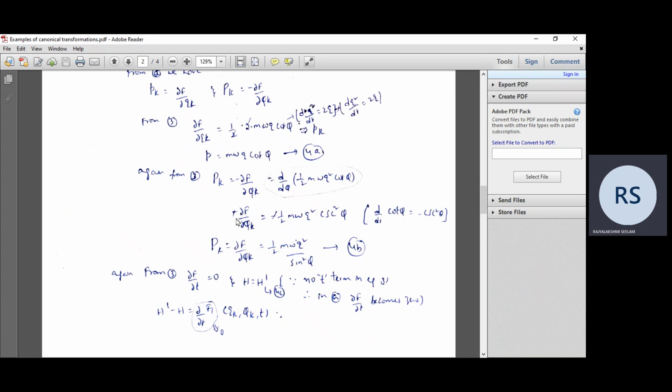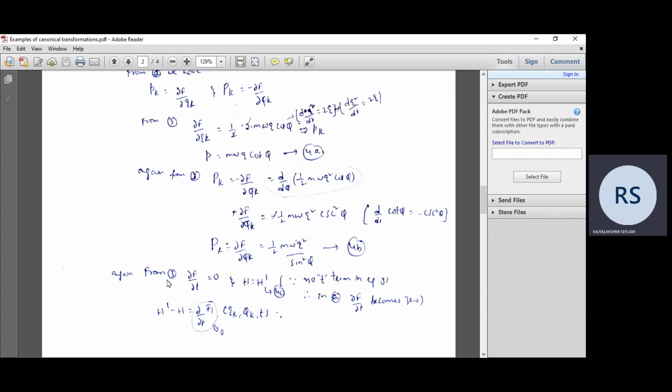So minus ∂F/∂Q_k equals minus half m ω q squared into cosecant squared Q. So minus minus gets cancelled. So P_k equals half m ω q squared, and cosecant squared means 1 by sine squared Q. We are replacing cosecant squared with 1 by sine squared.